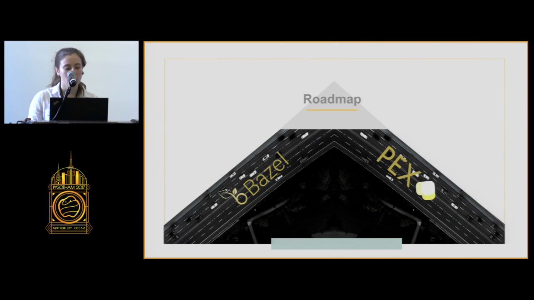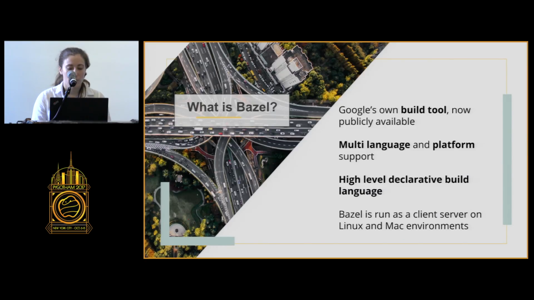So, roadmap for my talk. I'm going to start by introducing you guys to Bazel, which is a build automation tool. Then I'm going to introduce a sample application, which is just to demonstrate this whole process. And then I'm going to talk about PEX and how we use the 2 together. So what is Bazel? Bazel is Google's build tool. It's now publicly available. I believe internally they referred to it as Skylark.